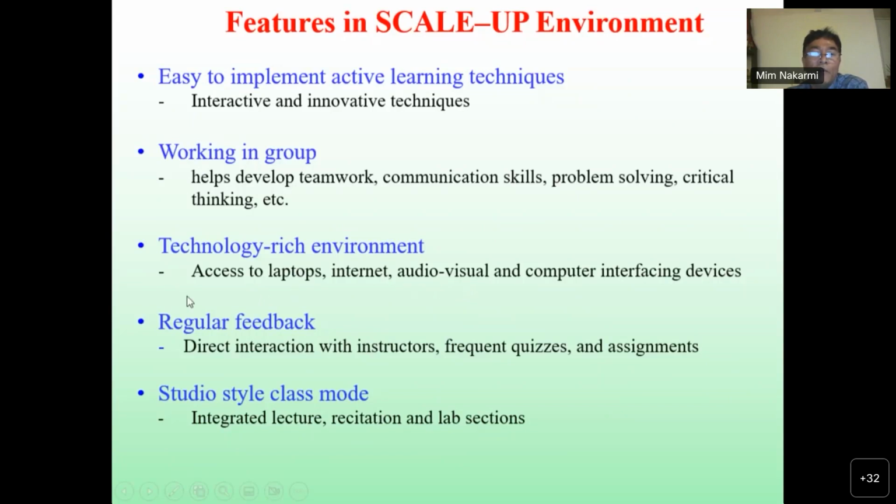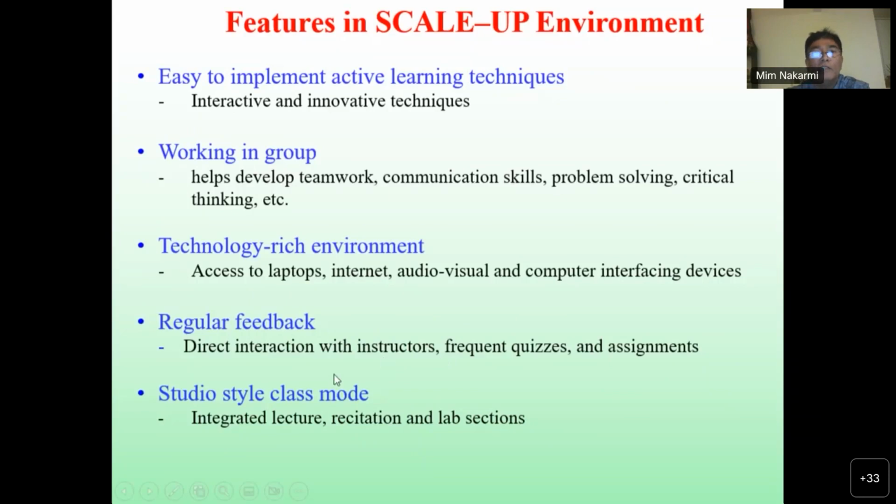This environment should also give regular feedback so that we can improve our course material, and also change our course, or maybe teach in a different way. Sometimes the same technique doesn't work for all groups. So you might have to change quickly, or maybe for the next semester.